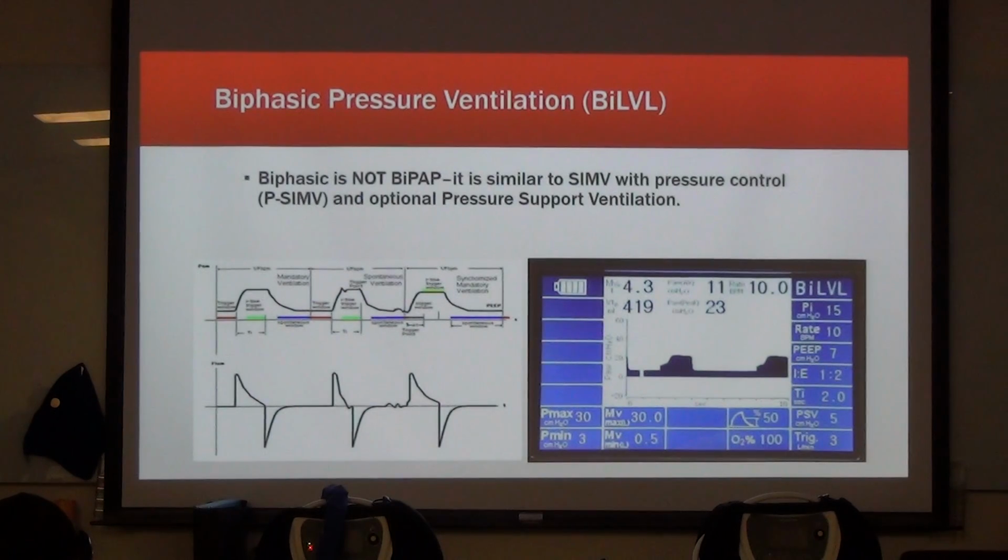And we don't mess with this one. This is another mode. It's not BiPAP. It's similar to SIMV with pressure control. They call it PSIMV. It's an optional pressure support ventilation. So this is a pressure support mode, and you wouldn't initiate this on a 911 call. This would be more of an intrafacility transfer, and you would have to get with a respiratory person to know what their values are for that pressure.